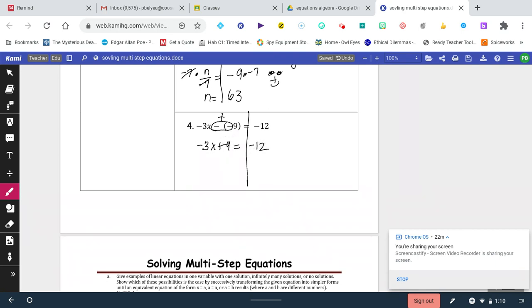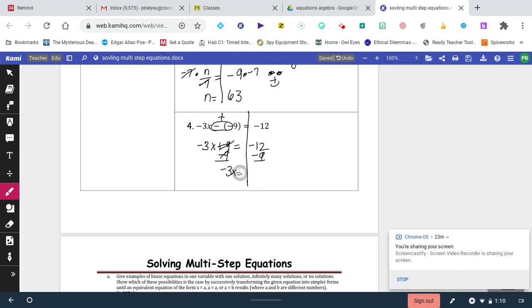Then I'm going to say, well, which one is farther from x? Well, that would be, see, the negative 3 is like mashed together with it. So they're really stuck together. X and 9 are separated by a plus sign, so 9 is farther away. So I'm going to change 9 to its opposite. Change the sign of the one that's farther away.